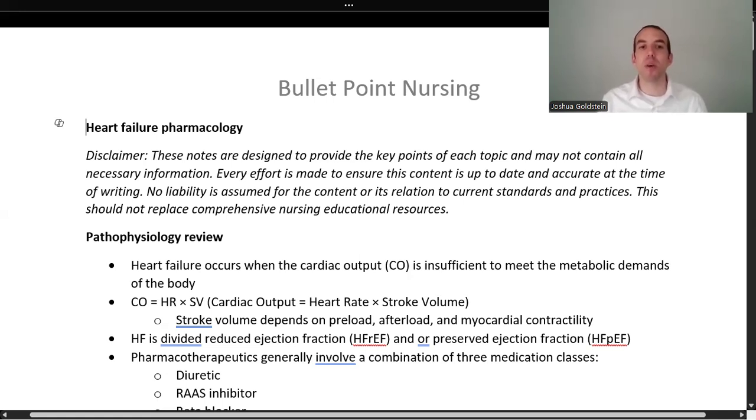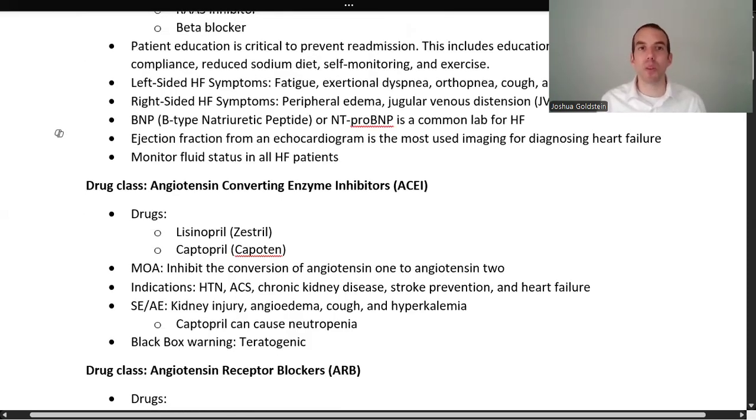Pharmacologically, we generally treat with three different drug classes, and most patients that have heart failure, especially significant heart failure, will be on all three of these drug classes. Not that we start all three at the same time, but this is what we're going to work towards. A diuretic, a RAS inhibitor, such as an ACE or an ARB, and a beta blocker. Generally, they're going to be on all three of these.